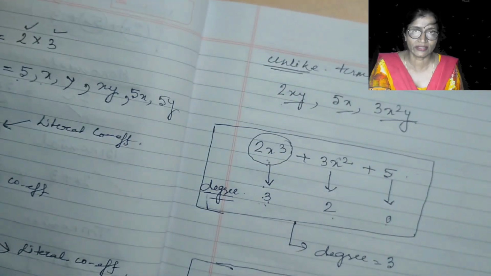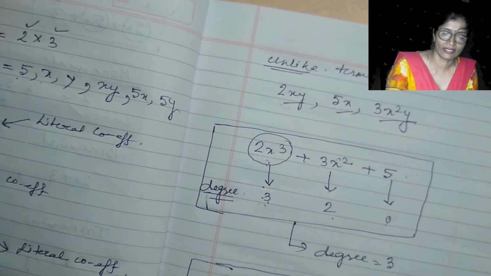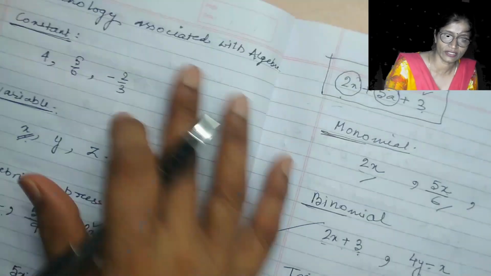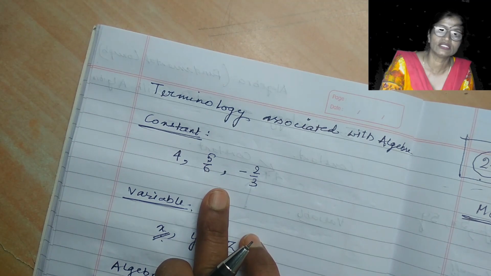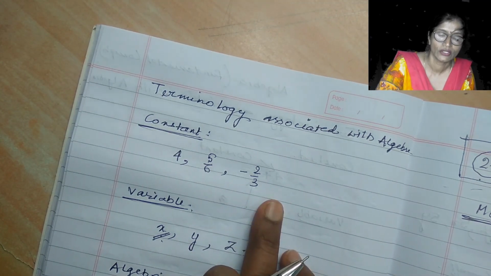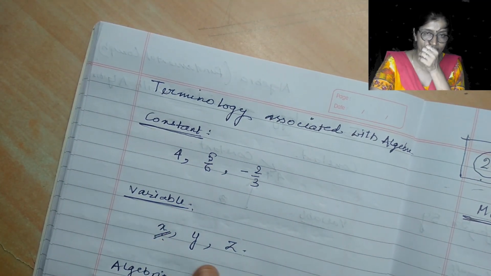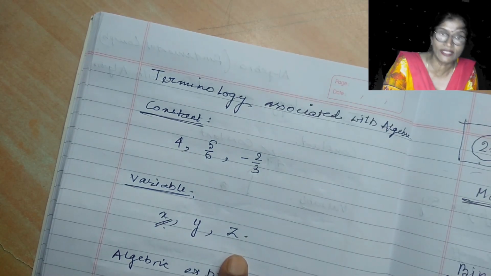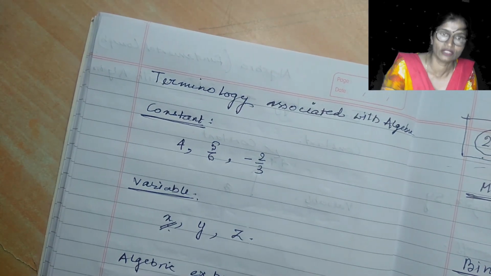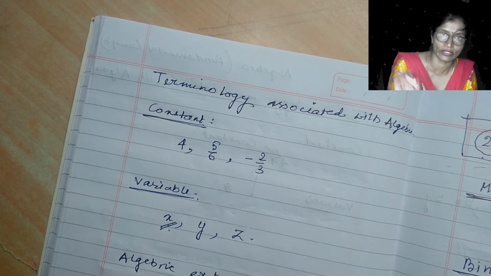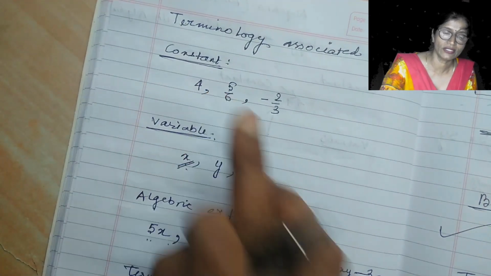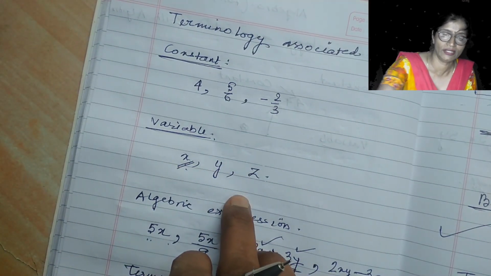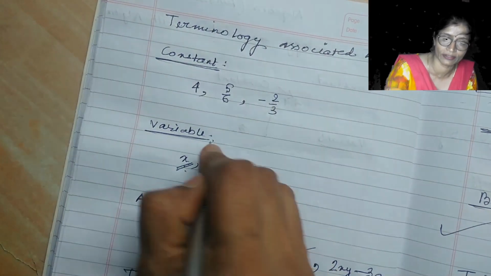I think this is clear to you now, what is a constant? A pure number is a constant because its value will not change. Variable means x, y, z, 2x, 3y, all these are variables because when the x value will change, 2x value will change. Okay. A pure number is a constant. Letters in algebra are known as variables.